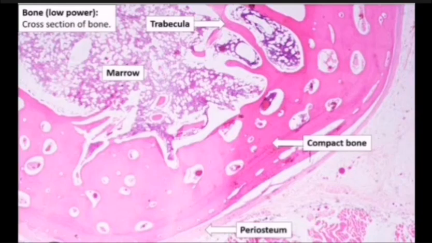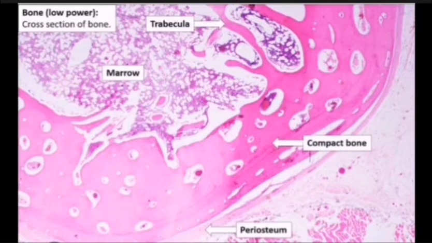So this is a low power picture of the bone slide, and here you will see the periosteum, the outermost layer of the bone. Then you have the compact bone here, and these structures are the osteoids, right? And then in the bone, we know in the central area there is a bone marrow, and these extensions of the compact bone are known as trabecula.